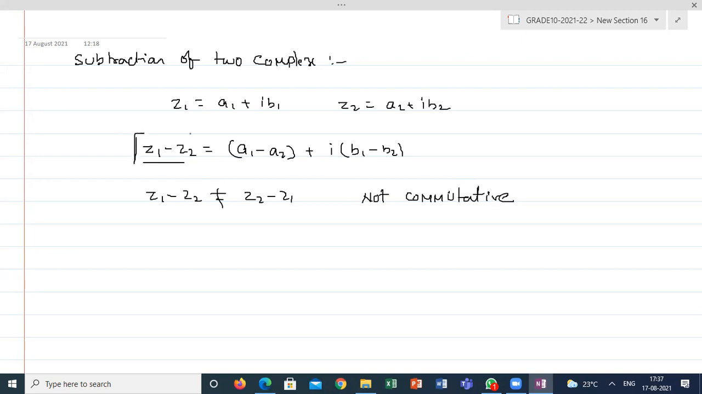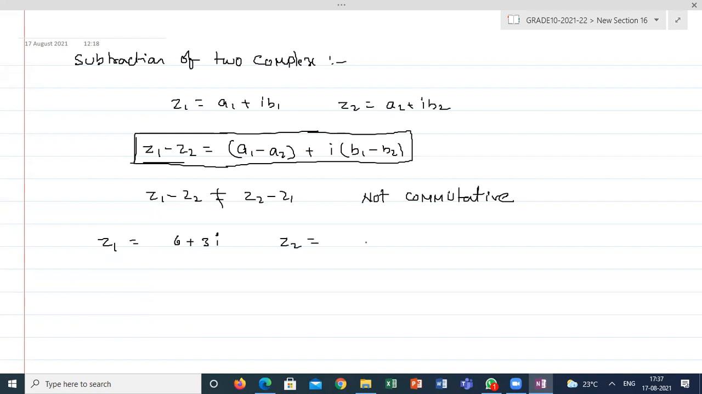Is it clear? What is the meaning of subtraction? How to do the subtraction of two complex numbers? Yes, sir. So I will give one simple question. Z1 is equal to 6 plus 3i. Z2 is equal to minus 2 plus i. Find Z1 plus Z2, Z1 minus Z2. Please just give the numbers, the addition of these two complex numbers and the subtraction of these two complex numbers. How will you do it?